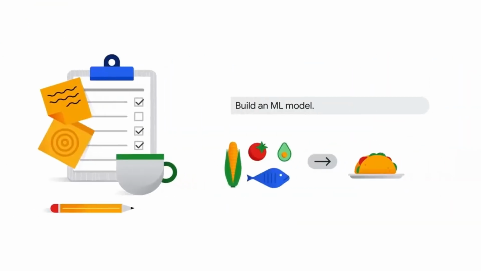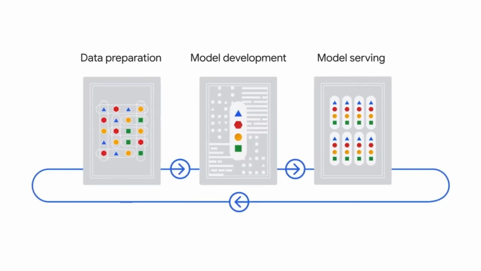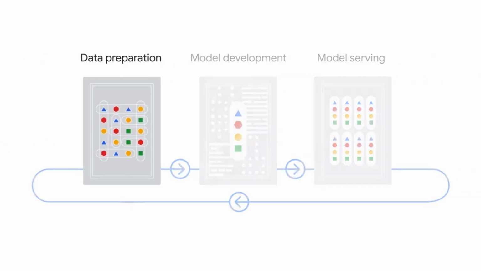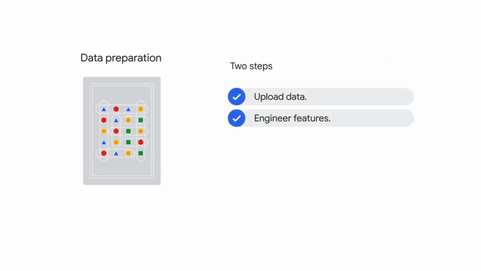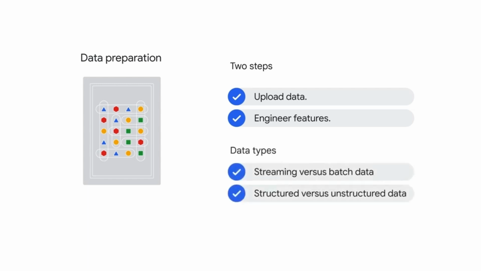Building an ML model is actually not too different from serving food in a restaurant. You start by preparing raw ingredients and finish by serving the dishes on the table. There are 3 main stages to the ML workflow with Vertex AI. The first stage is data preparation, which includes 2 steps: data uploading and feature engineering. A model needs a large amount of data to learn from. The quality and quantity of the data decide how much and how well the machine learns. The data used in machine learning can be real-time streaming data or batch data. The data can also be structured or unstructured.